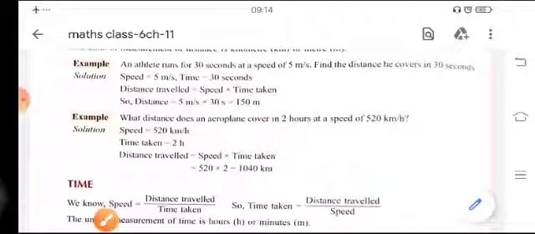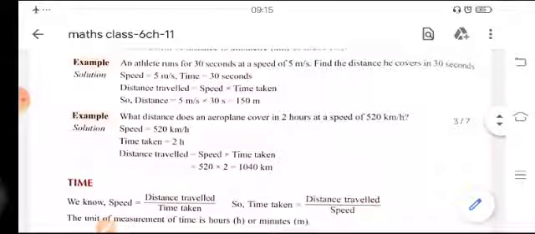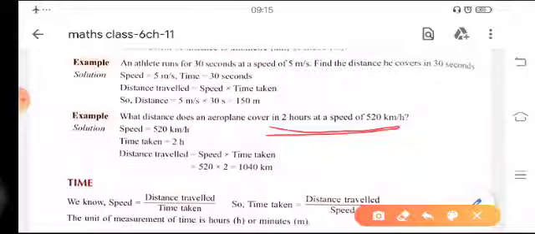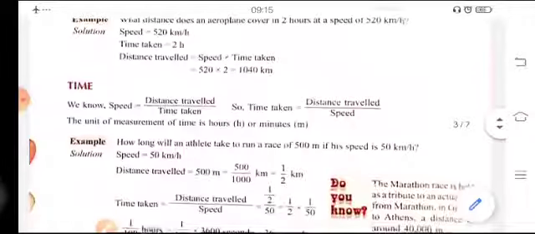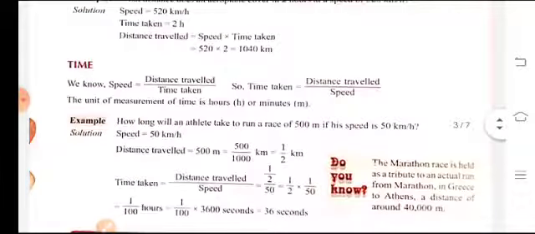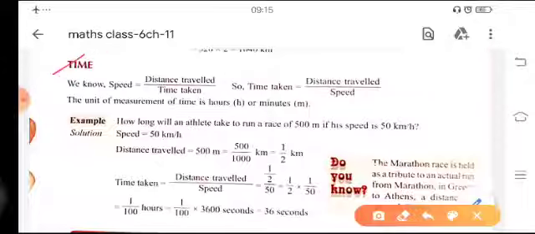Here is another example: what distance does an aeroplane cover in 2 hours at a speed of 520 kilometers per hour? Again we apply the formula distance equals speed into time. 520 is the speed and 2 hours is the time. We multiply and get our answer, 1040 kilometers. So that is very easy, students. To solve this type of question, you only have to know the formula, so you have to first learn your formulas.